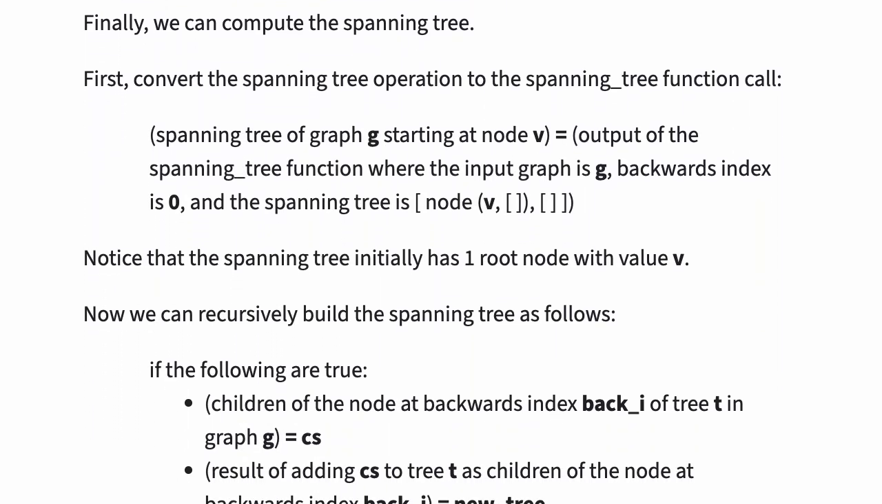Finally, we can compute the spanning tree. First, convert the spanning tree operation to the spanning tree function call. Spanning tree of graph G starting at node V is equal to the output of the spanning tree function where the input graph is G, backwards index is 0, and the spanning tree is node V. Notice that the spanning tree initially has one root node with value V.